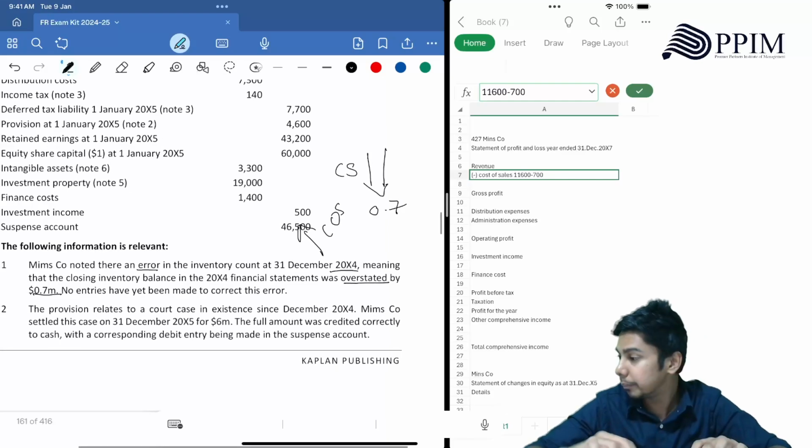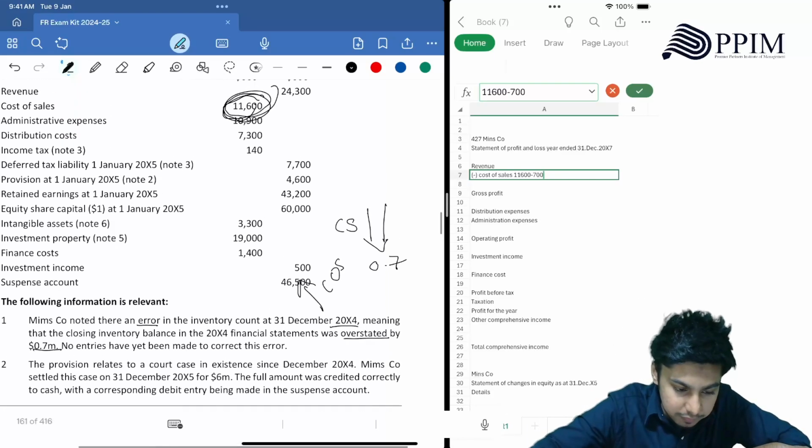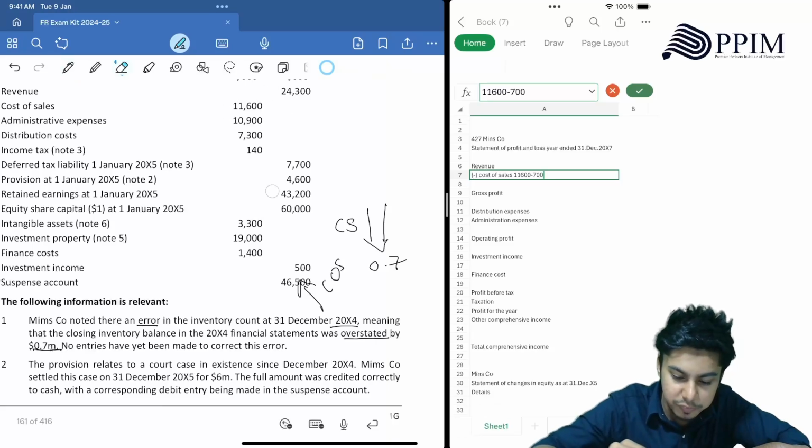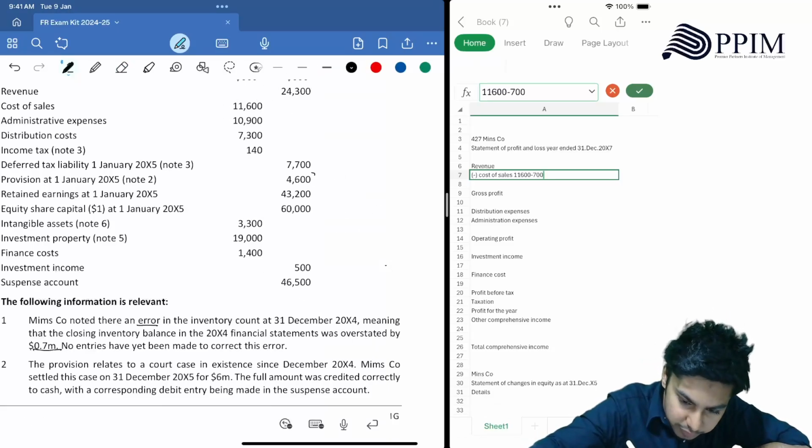Right, adjustment number 2, the provision. Okay, provision means which provision are they talking about? Let's see. This provision, guys, over here. Can you see, guys? This provision.